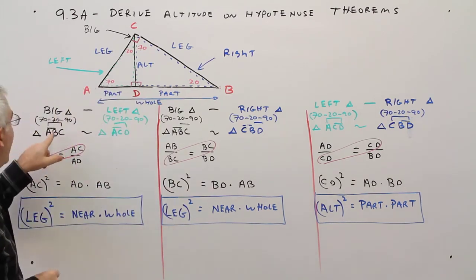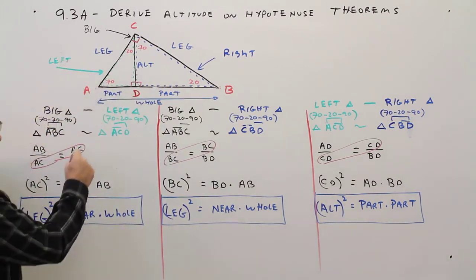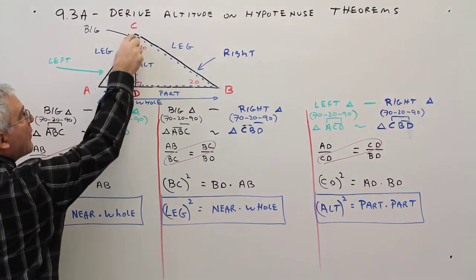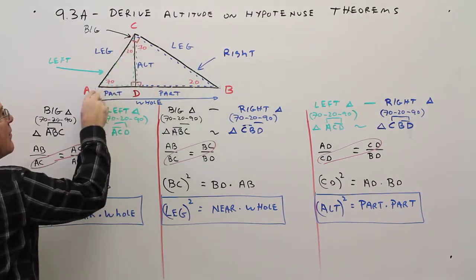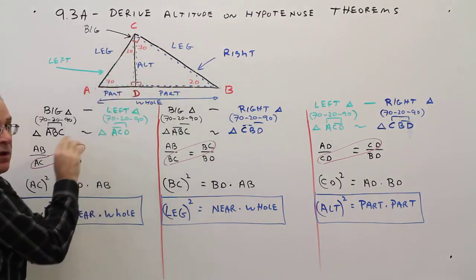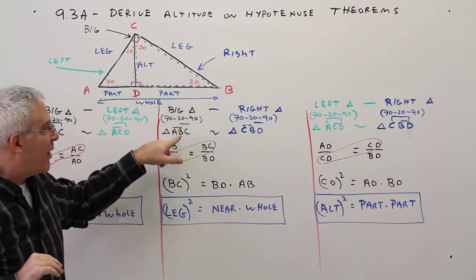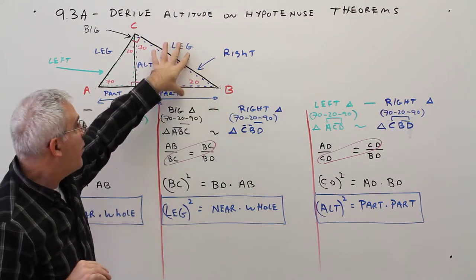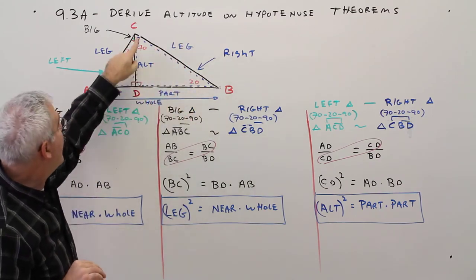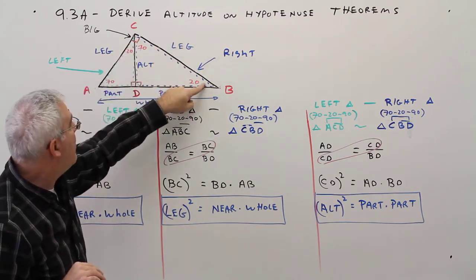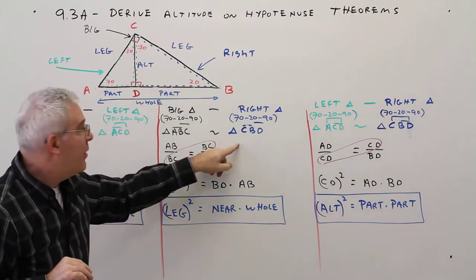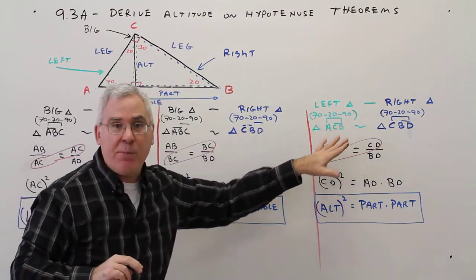All right, so big triangle, A, B, C. For the left triangle, 20 is C, 70 is A, 90 is D. This is the most important part right here. The big triangle, again, 70, 20, 90, A, B, C. For this one on the right in blue, 70 C, 20 B, 90 D. And then over here is just a repeat.